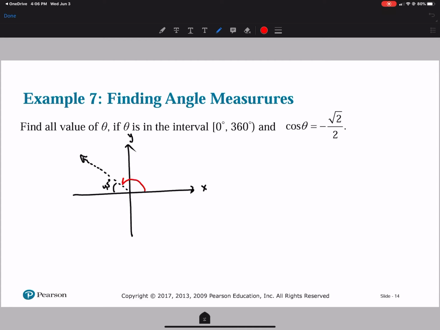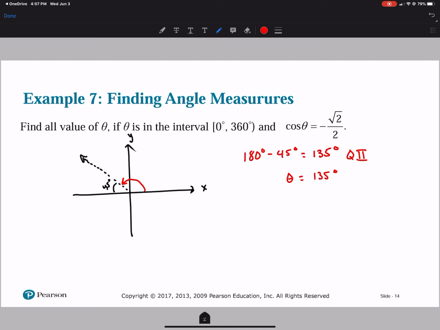That means our angle has to be something here. Now, that would just be 180 minus my what? 45. Which just equals 135 degrees. And that's in quad 2. All right? So you know that theta equals what? So this theta equals 135 degrees.